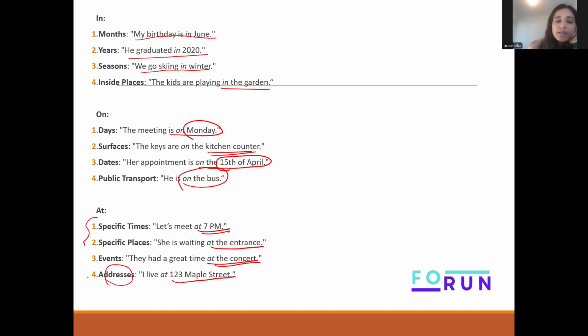Right? So these are some things that you can keep in mind. This would be easy for you. It's like a cheat sheet for you, right? So it would be easy for you to remember when to use in, on, and at.